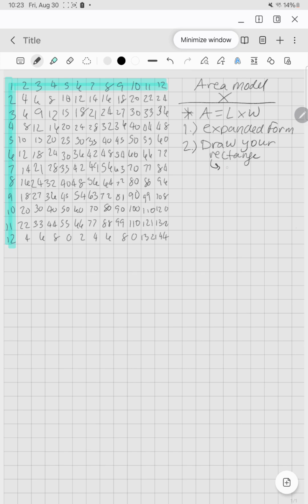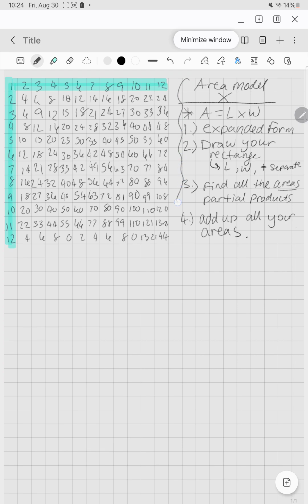And in this drawing, you're going to set up the length, you're going to set up the width, and then you're also going to separate it. Wherever you see a plus sign, that's where you separate. And the third step is you should now have different sections. And in each section, you're going to find all the areas, in some cases called partial products. And in the last step, you're going to add up all your areas. So these are the steps.